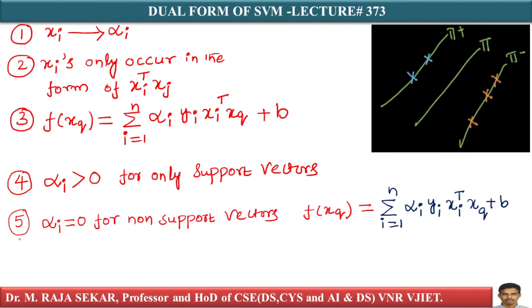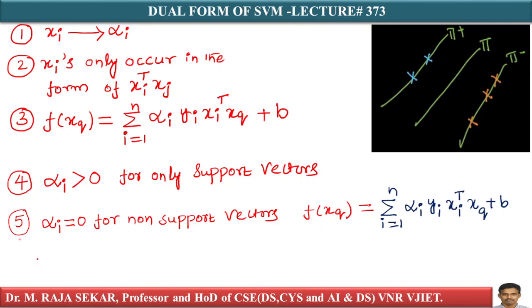Just see, what are the support vectors? Remember, support vectors are those positive points which are on pi plus. In similar manner, those negative points which are on the negative hyperplane. These are support vectors. Positive points which are on the positive hyperplane are support vectors. Negative points which are on the negative hyperplane are called support vectors, isn't it?